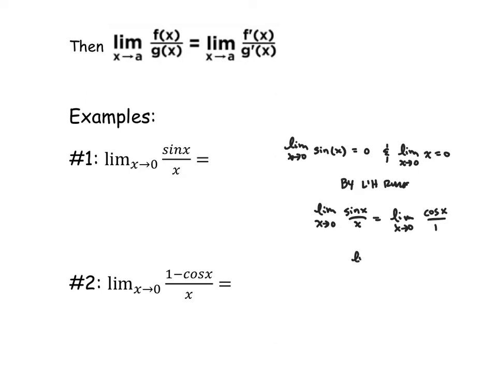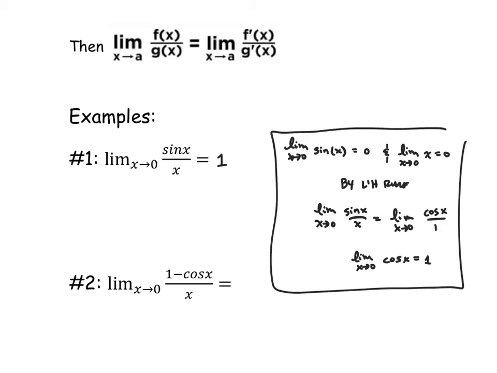A lot of students will misinterpret this and use the quotient rule. That's not what we're working with here. We can see that the limit as x approaches 0 of cosine x over 1 equals 1. That just confirms our special limit that we've talked about before. All of this work is necessary in order to get full credit. Okay, let's look at example number 2.